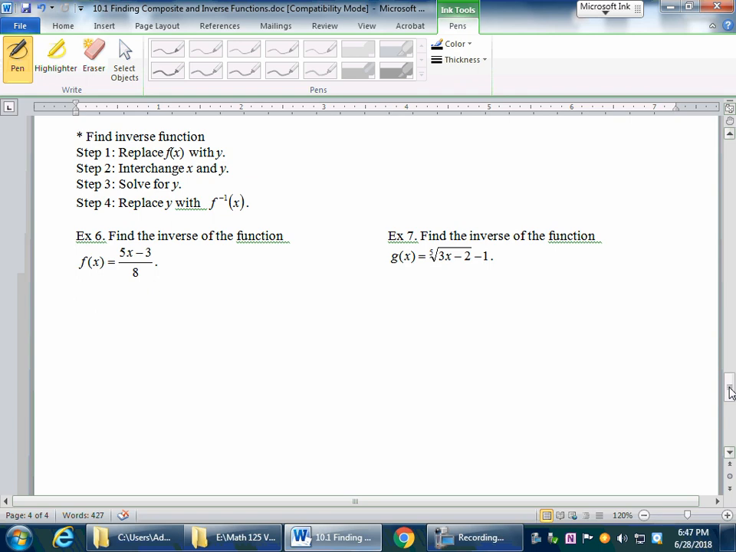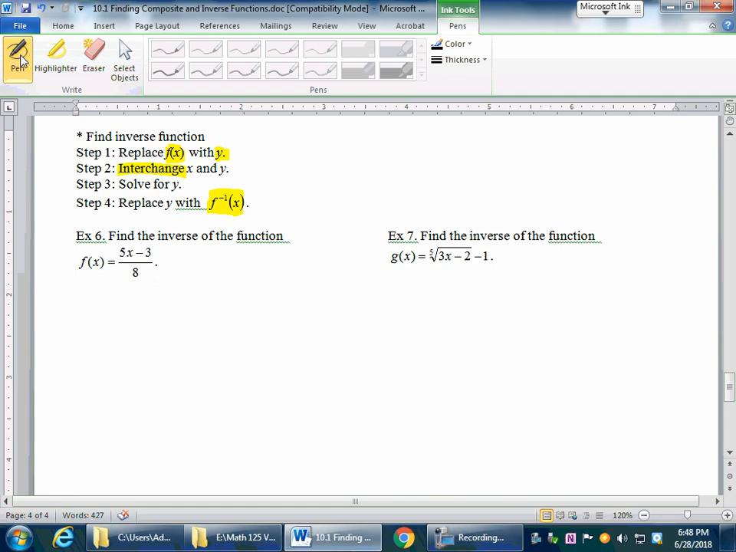So first, we replace the function notation f of x with y. That way it will look like an equation, which is much easier to solve. And then the second step is the important part, which is interchanging x and y. That's where your domain and range, your x and y, flip around. That's the conceptual part that we are applying, right? Your domain and range flip around. And then after that, we will solve for y and then replace y with the inverse function notation. That's the process of trying to find the inverse function.